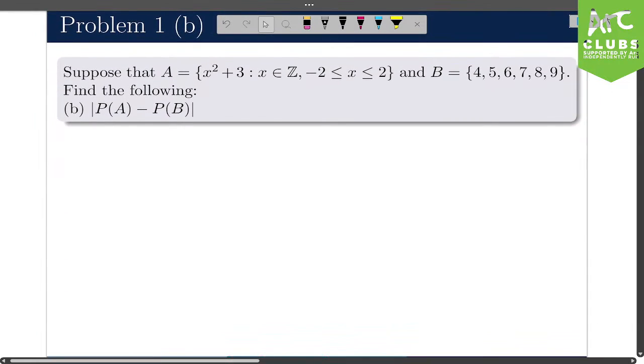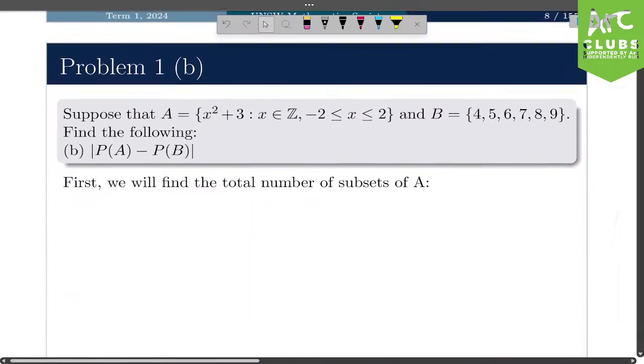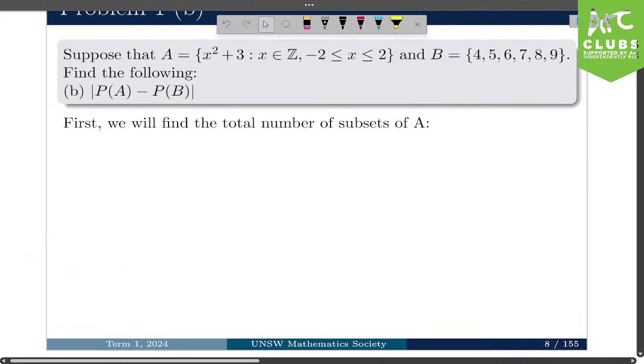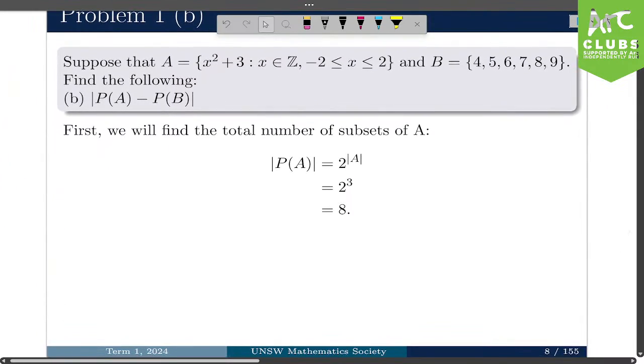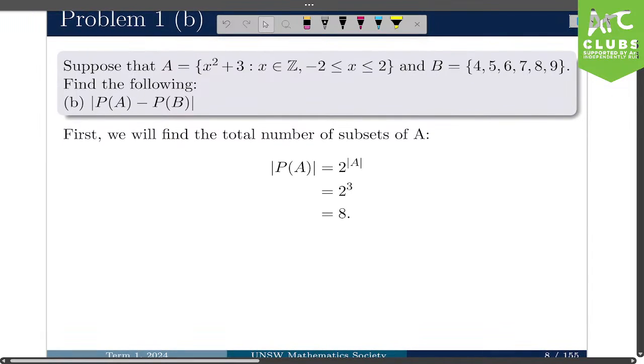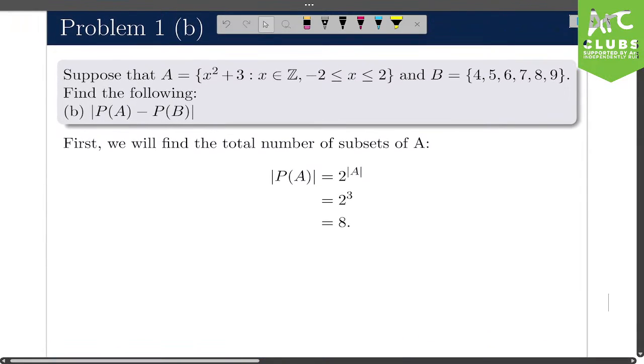Now, second part to this question. We need to find the set difference of the power sets of A and B. So first, obviously, we need to find the number of subsets of A, the size of the power set of A. And it's pretty easy. You raise 2 to the power of the size of A, and you get 2 to the 3, that's 8 elements, 8 subsets in A.